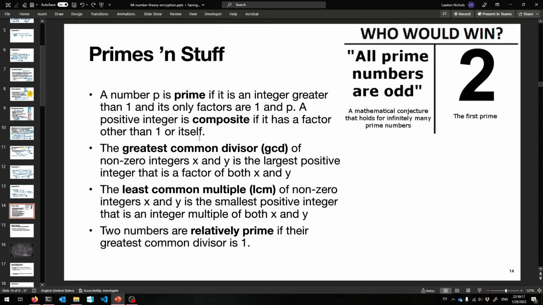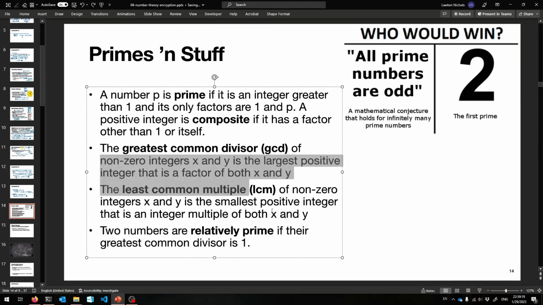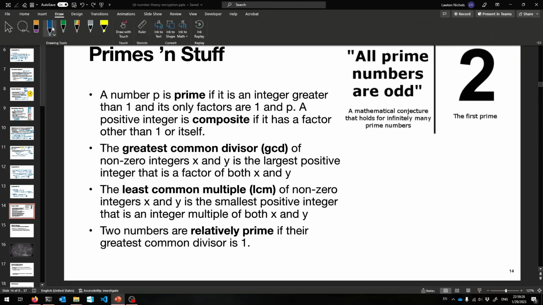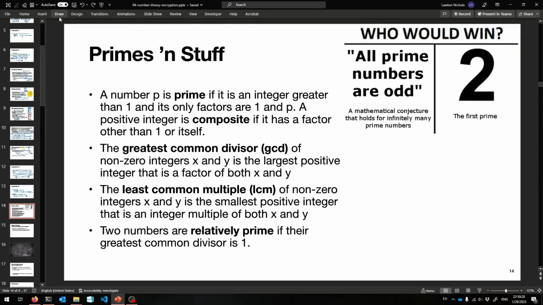I'm pretty sure you remember those definitions already, but here are some other terms that you maybe have not seen. So greatest common divisor, or GCD, that is the biggest thing that goes into 2 numbers. So you take the GCD, the greatest common divisor, you find that of 2 numbers at once. So the greatest common divisor of x and y, it's the largest positive integer that's a factor of both. And so let's say I want to find the GCD of 12 and 18.